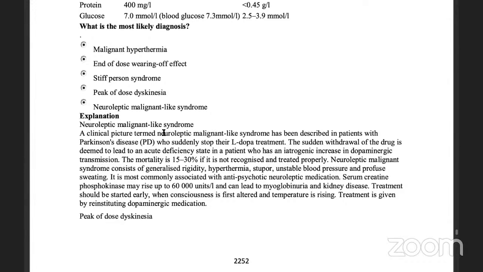It is most commonly associated with antipsychotic neuroleptic medication. In some patients, creatine kinase may rise above 6,000 and can lead to myoglobinuria and kidney disease. Treatment should be started early, when consciousness is first altered and temperature is rising. Treatment is by reinstitution of dopaminergic medication.